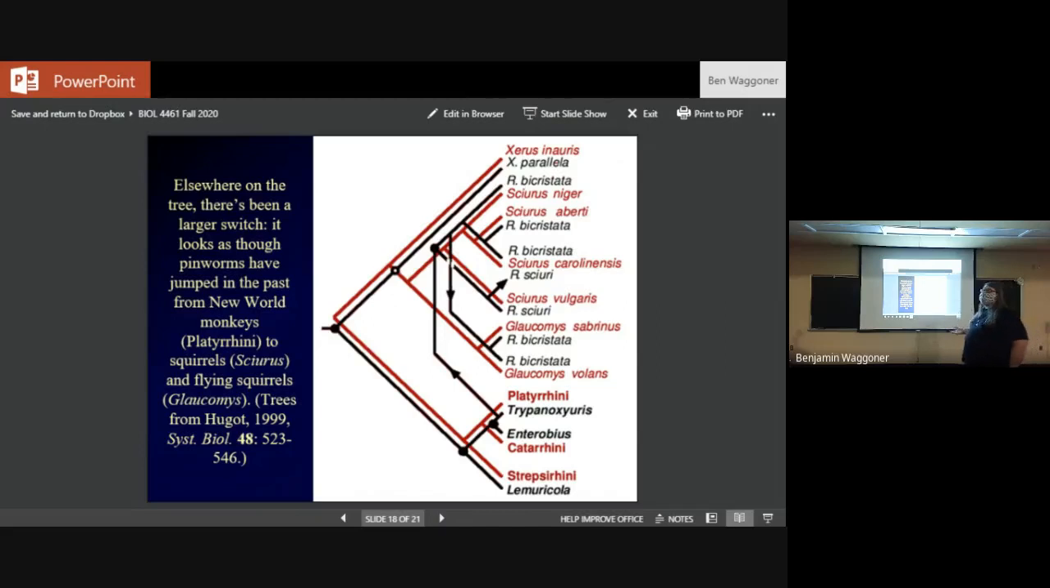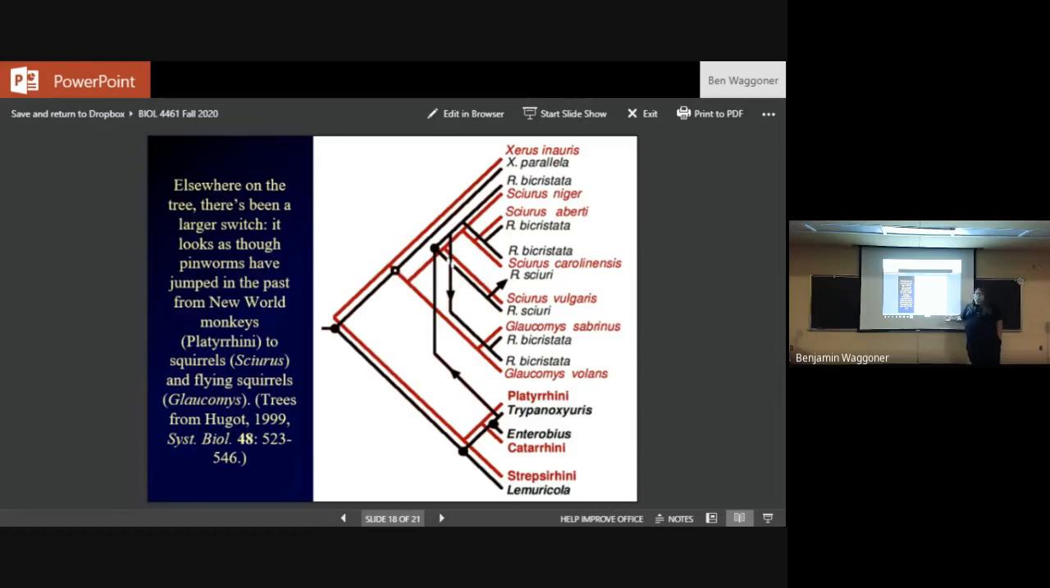This is all from a paper that came out in 1999, by the way. This is a close-up of, down at the bottom, you have Platyrrhini, that is South American monkeys. They're parasitized by a parasite called Trypanoxyuris.